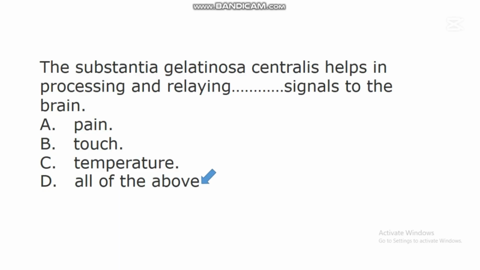All of the above. Studies have shown that there is a part of the spinal cord known as substantia gelatinosa centralis. This part of the spinal cord helps in processing and relaying pain signals to the brain. Studies have shown that this structure also helps in processing and relaying touch and temperature signals to the brain. All these things are the roles played by this structure known as substantia gelatinosa centralis.